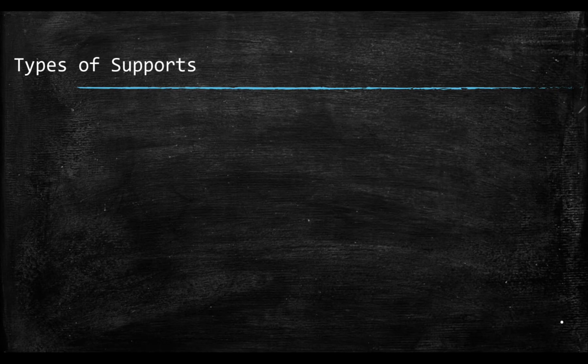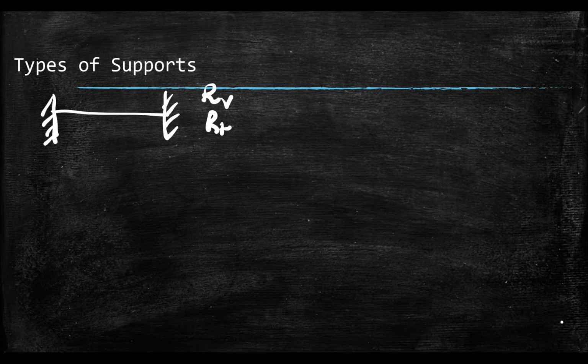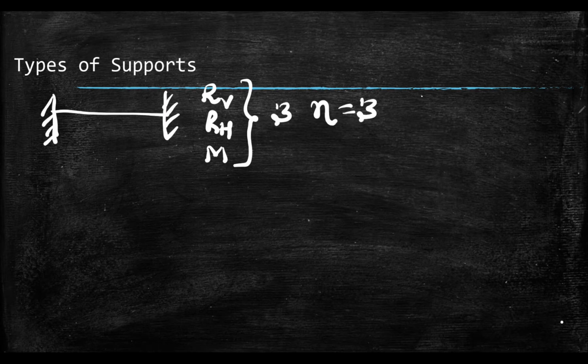So guys, now we have understood the fixed support. We are writing support like this. It will give resistance in 3 directions. One is for rotation, vertical reaction, horizontal reaction, and moment. So how many unknowns you need to calculate? 3 unknowns. This we will call it as number of unknowns is 3 in case of fixed support.